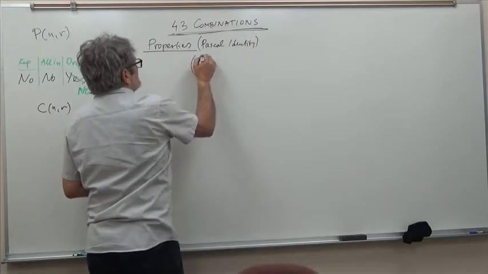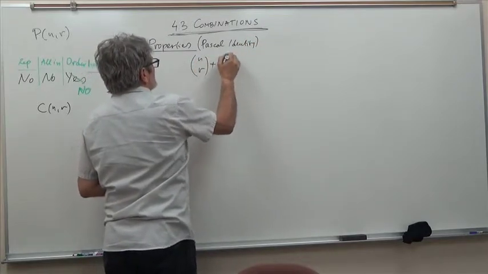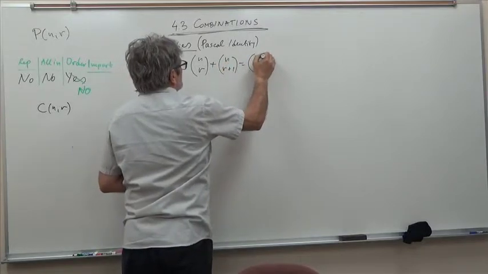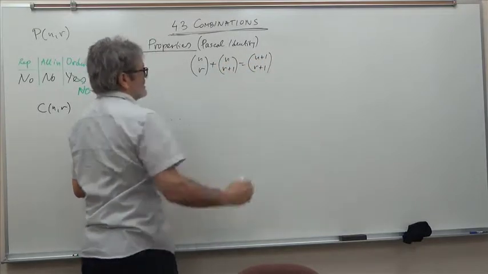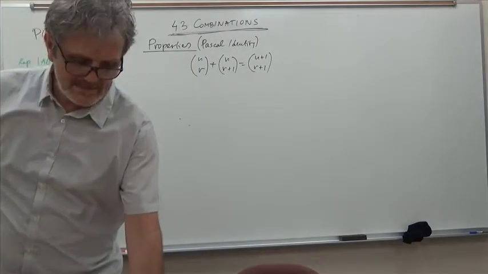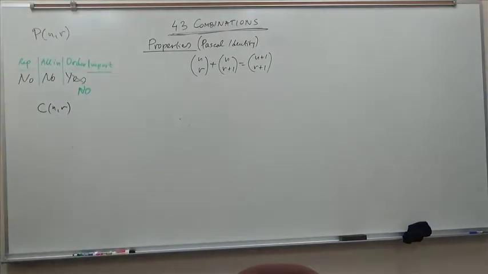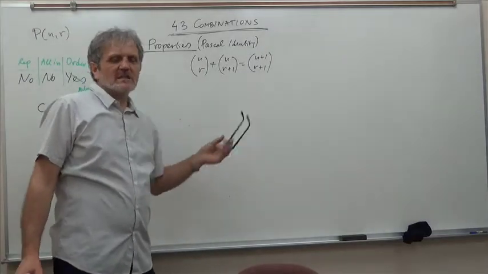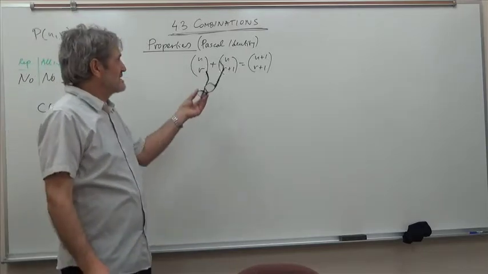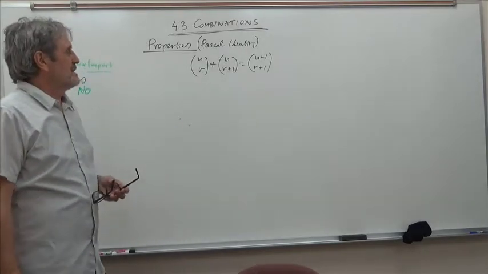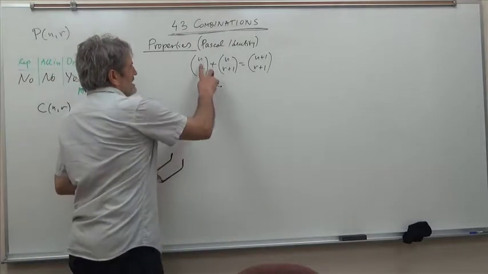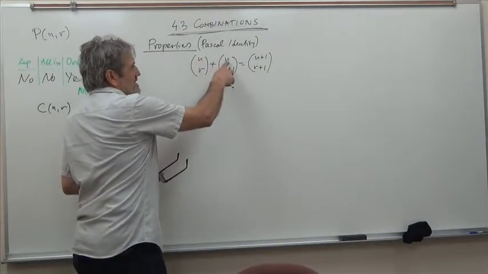It says the following: n choose r plus n choose r plus 1 equals n plus 1 choose r plus 1. What's this telling us? In the next section, when we build Pascal's triangle, you will see even more nicely how this looks geometrically. But generally what it says is that here we have n objects.